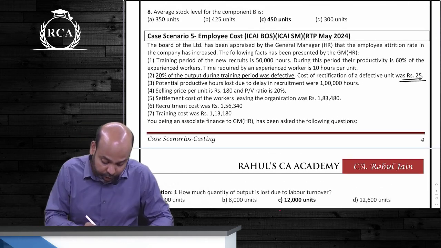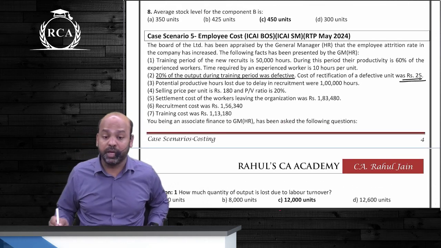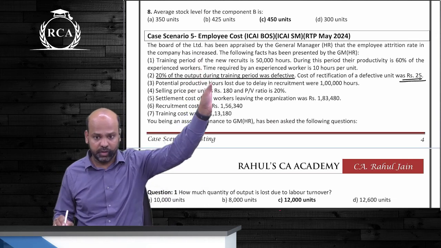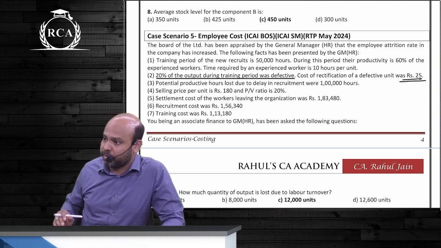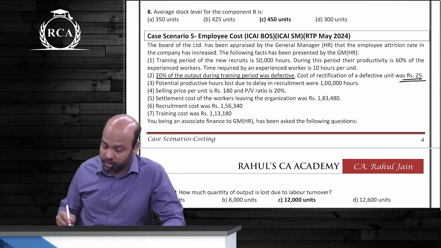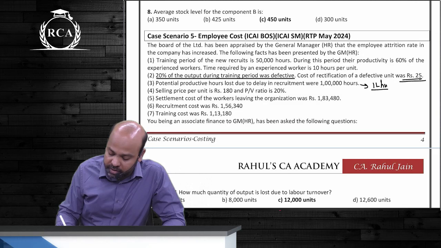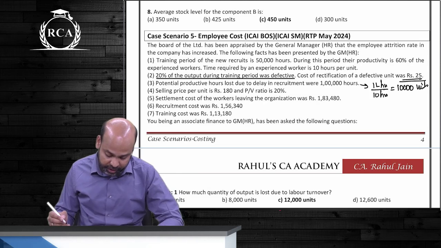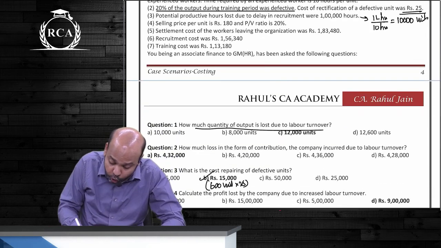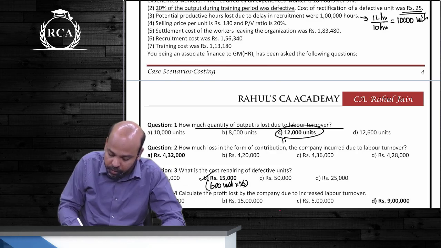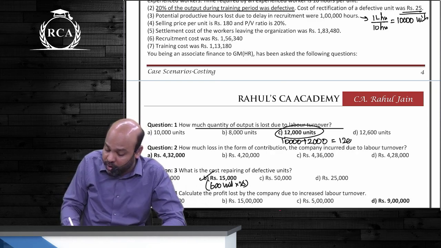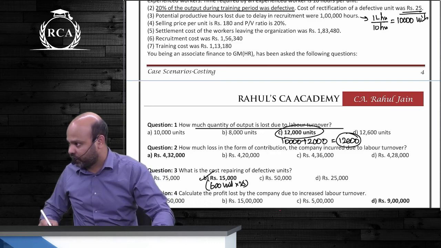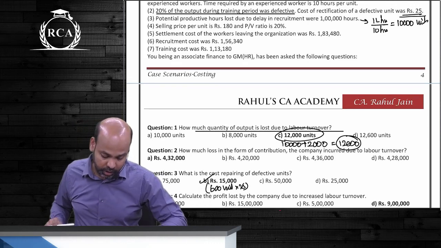Next, guys. Potential productive hours lost due to delay in recruitments were 1 lakh hours. Apart from those training hours, there was a delay of how many hours? If those 1 lakh hours were also available, how many more units could you have manufactured? 1 lakh hours divided by 10 hours per unit. We could have manufactured an additional 10,000. What is the total quantity of output lost due to labor turnover? 12,000. 10,000 due to delays, 2,000 due to inefficiency. So put together it is 12,000.